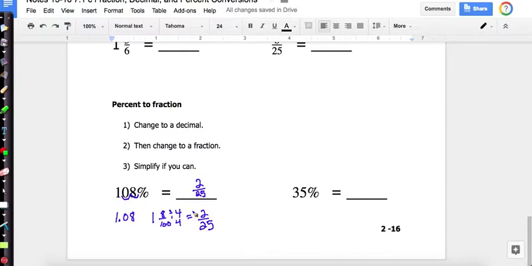Oh, no. What did I forget to do? Good, I forgot the 1. So it's 1 and 2/25. Okay, the last one, 35%. So let's change it to a decimal. 1, 2. So we have 0.35. And read that, 35 hundredths. So what could I divide by? It ends in a 5 and a 0, so I can divide by 5. 35 divided by 5 is 7, and 100 divided by 5 is 20. So my answer is 7/20.